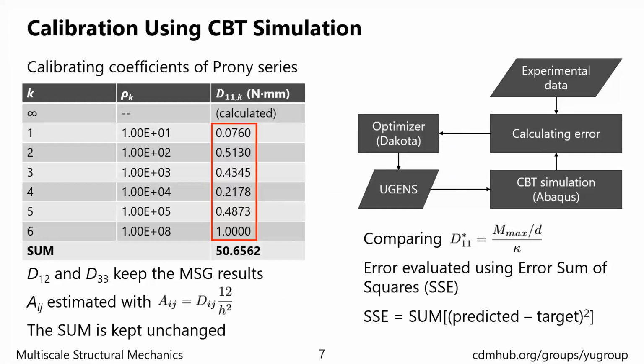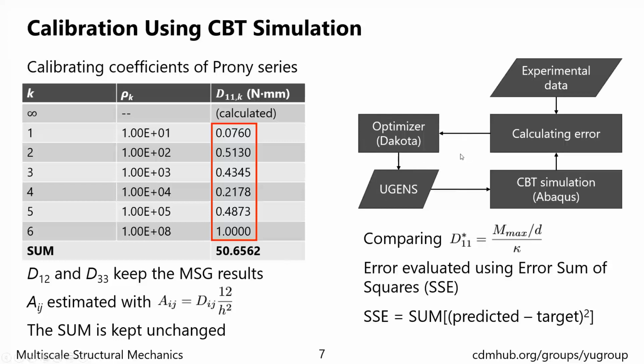The CBT simulation also has the potential for material calibration. Here we have a demonstrative example for calibrating the D11. Notice that this D11 is different from the D*11. It is the term of the D matrix defining the sectional bending stiffness of the shell element. The optimizer is Dakota. It directly modified the U-gens based on the comparison of D star 1 during relaxation.